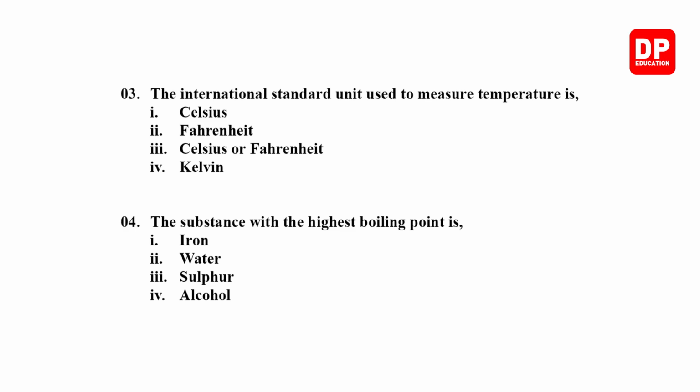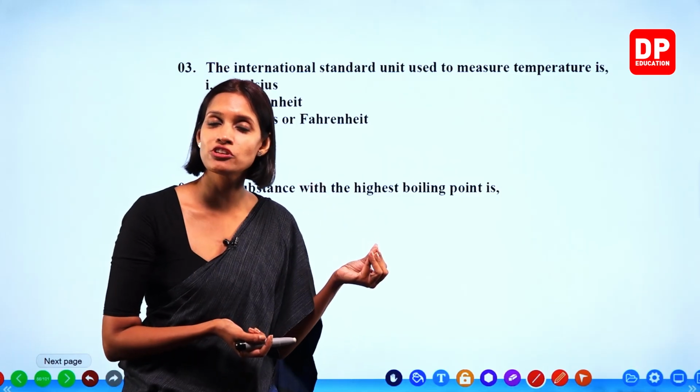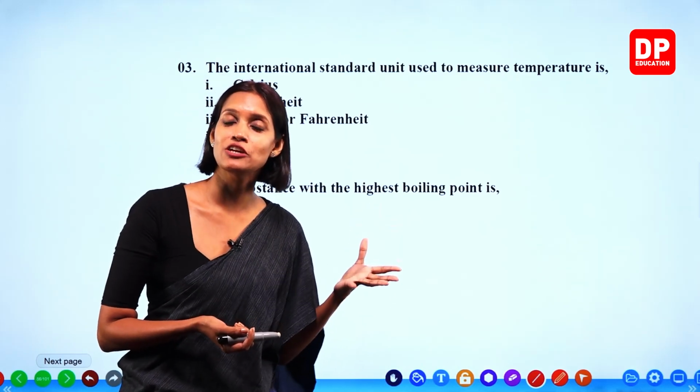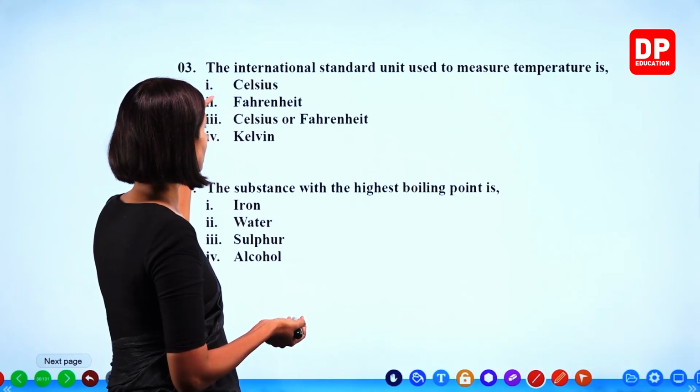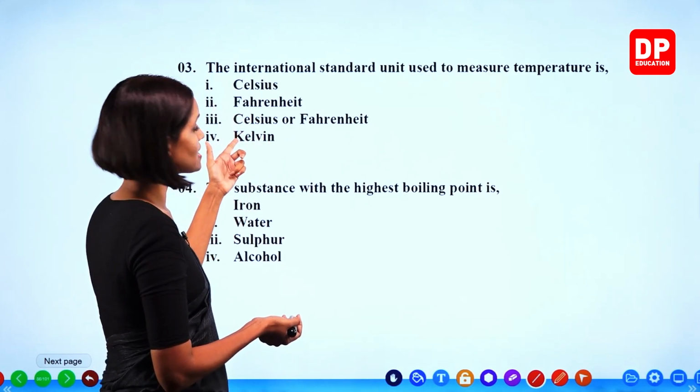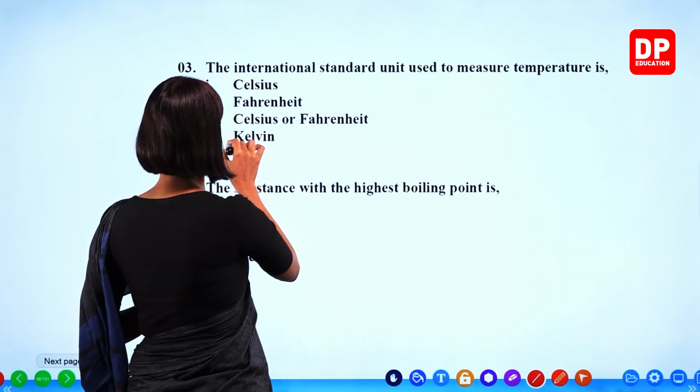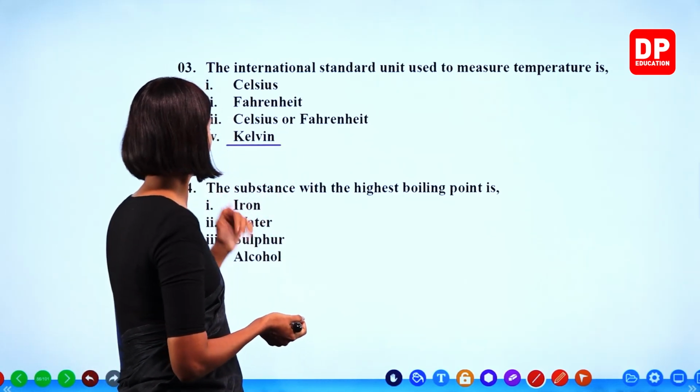Number 3. The international standard unit to measure temperature. What is the SI unit of measuring temperature out of the 3 units? That is Kelvin. Right? Celsius, Fahrenheit, Celsius or Fahrenheit, Kelvin. Kelvin is the answer.